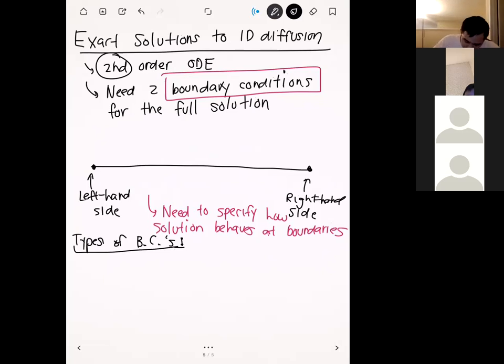Okay, all right. So the first type of boundary condition that we'll talk about is called the Dirichlet boundary conditions. And so that's spelled like this. And so a Dirichlet boundary condition means that we're going to be directly specifying the solution value.